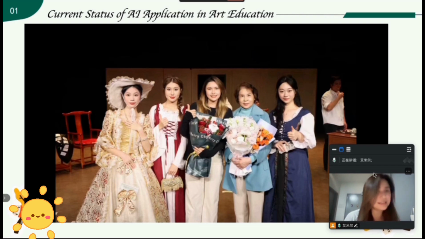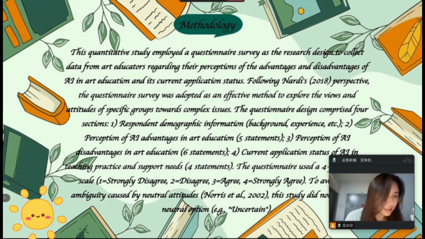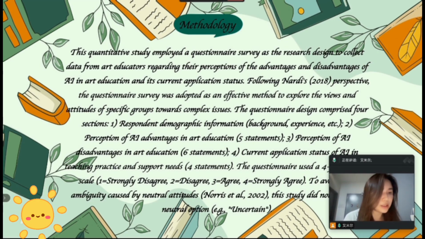This is what I briefly showed you about my drama with AI. We also successfully gave a performance on stage. Then we used a quantitative methodology during the investigation process. We used a questionnaire as our research design. Data were collected from art educators through questionnaires. For example, I turned the survey into a questionnaire and sent it to my colleagues at school, because they all teach different art courses, including students.